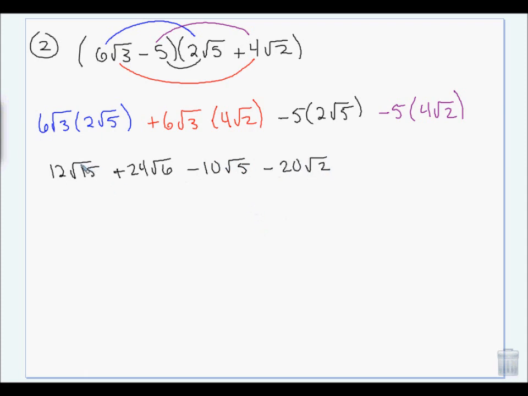Okay, then we just look at each of these. 15 has no squares in it. 6 has no squares in it. Neither does 5, neither does 2. I can't do anything with any of that, so I'm done. I don't have like terms. I can't make them into like terms, so it's just finished.